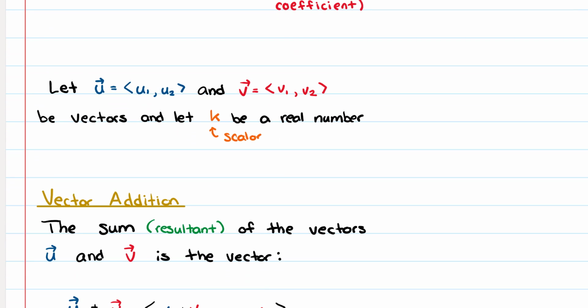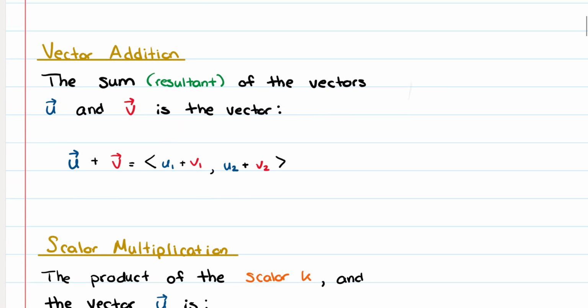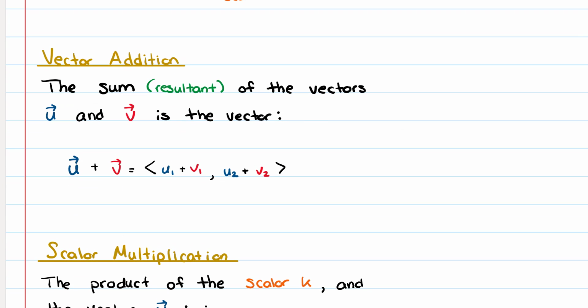So in these next examples, we're going to let the u vector be u1, u2, so any points x and y, and the v vector be v1, v2, again, any x and y coordinates. We're also going to let k be any scalar. So the first thing we're going to start with is vector addition. So when you do vector addition, it's pretty easy. The vector u plus the vector v is you just add the x components and you add the y components.